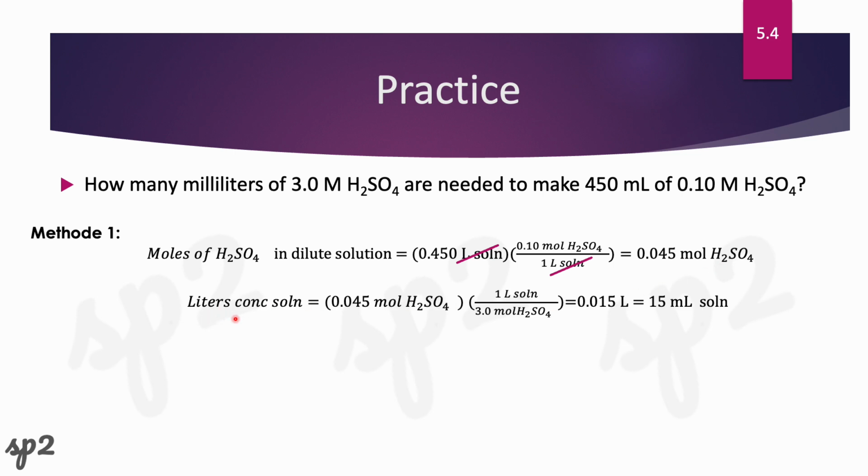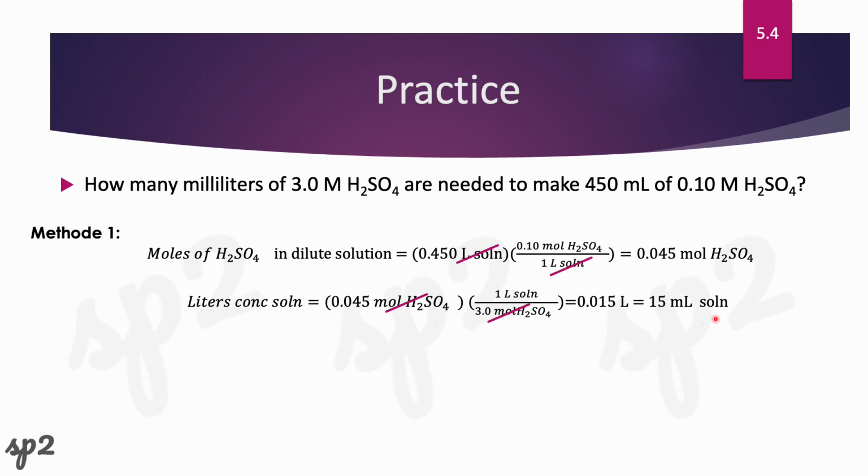So let's calculate the liters of the concentrated solution. I know that I have the same number of moles, and now the concentration is 3. So I'm going to have 3 moles of sulfuric acid giving me 1 liter of solution. Again, you can cancel out these units. And our answer is 0.015 liter, which is exactly the same as 15 milliliter. So that will be our final answer.